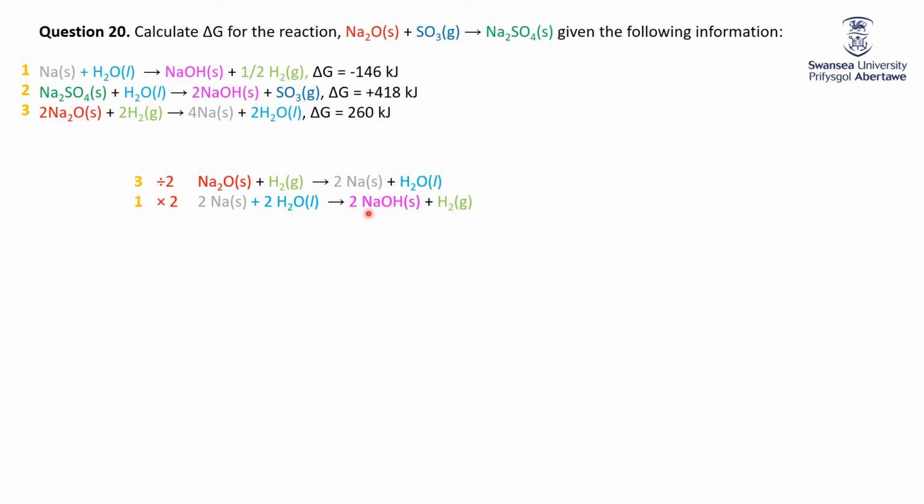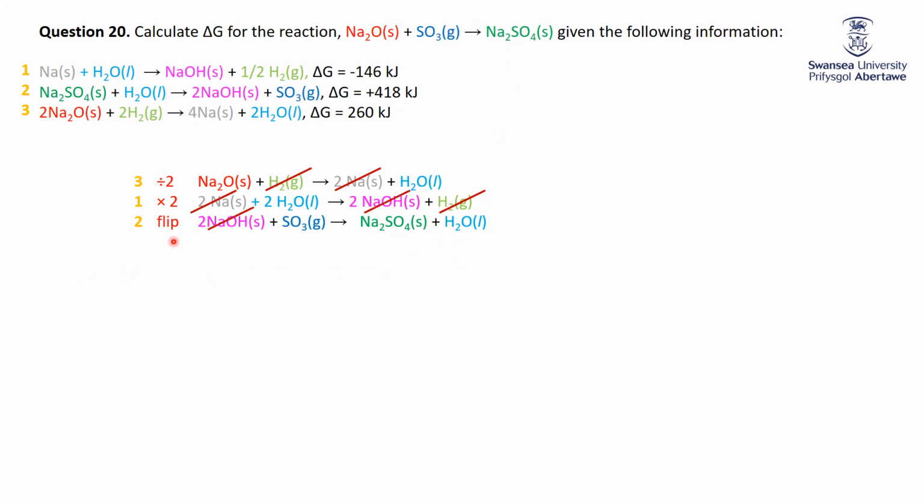Well, let's go ahead and look at those 2 NaOH on the right hand side. To get rid of those, I want 2 NaOHs on the left hand side. Well, equation 2 has 2 NaOHs, but it's got them on the right hand side. So to get them on the left hand side, I have to take equation 2 and flip it. And when I do that, I get 2 NaOH plus SO3, that's the SO3 I wanted, goes to Na2SO4, that's the Na2SO4 I wanted, and another water.